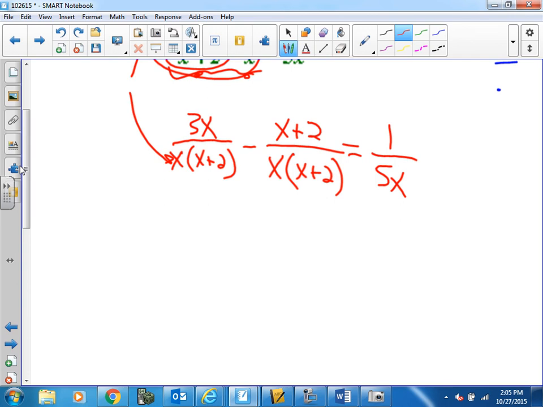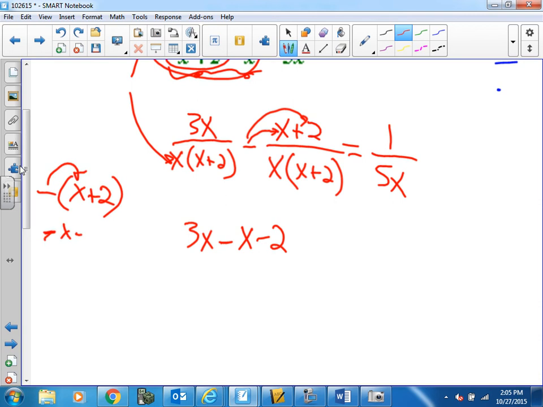So now we have common denominators. So now, like we talked about earlier in the year, when I have common denominators, I can write it as one fraction. So I could write this as 3x minus, now here's the trick. It's minus x plus 2, so it's minus the x and minus the 2. All right, gotta be careful. So it's minus x and then minus 2. You can almost think about it as minus x plus 2. You can think of it that way, which gives you a negative x minus 2.